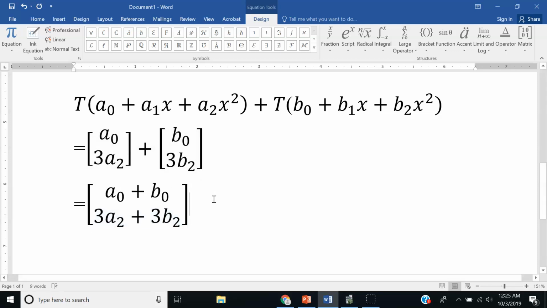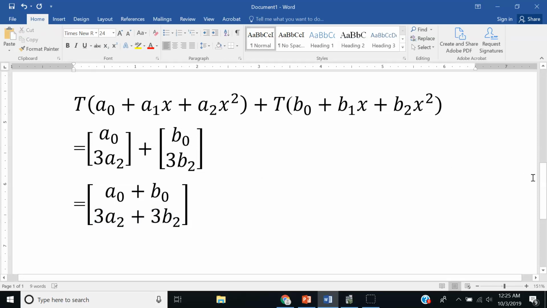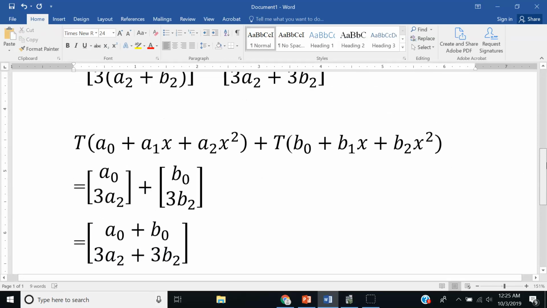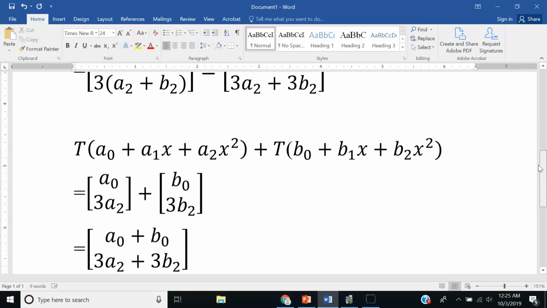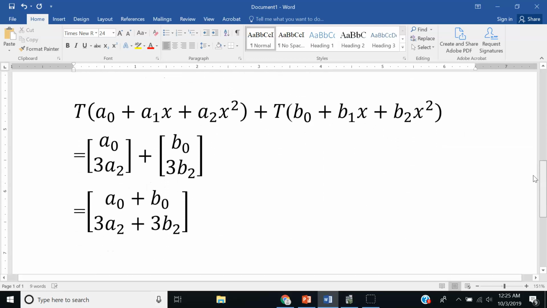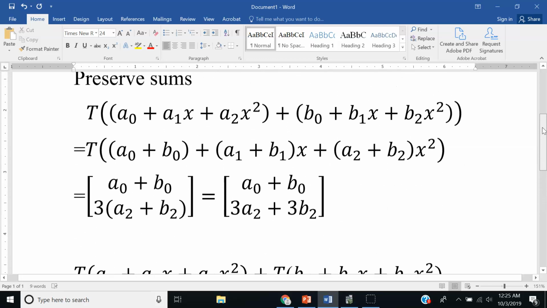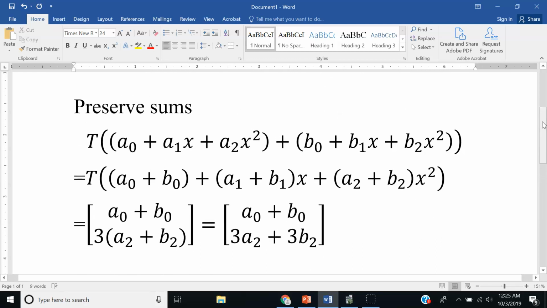Now, all this shows is that when you take two arbitrary vectors, the transformation of them after they've been added is the same as if you transform them and then add the results. So the adding property works. In other words, we preserve sums. Now let's check to see that we preserve scalar multiplications.